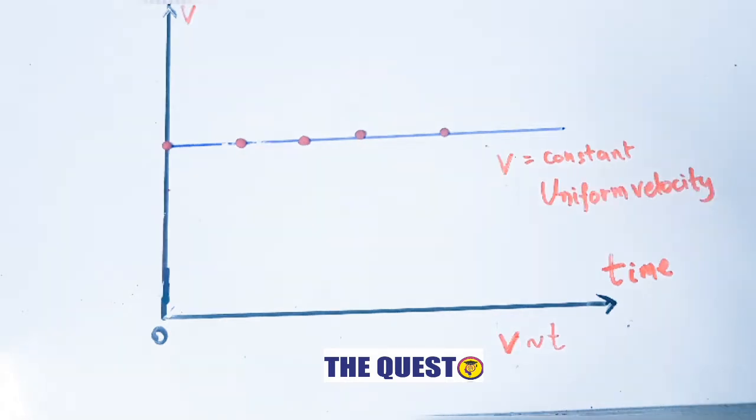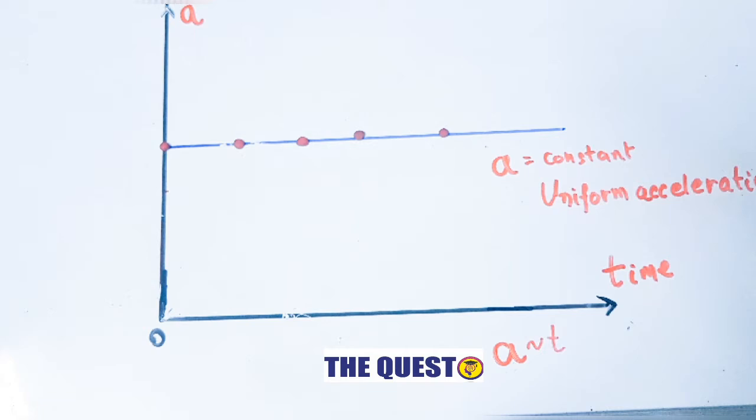Similarly, in a velocity time graph where velocity is taken along the y-axis and time is along the x-axis, the straight line will indicate uniform velocity, that is, the velocity remains constant. However, for a negative velocity, the line lies in the fourth quadrant of the coordinate system.